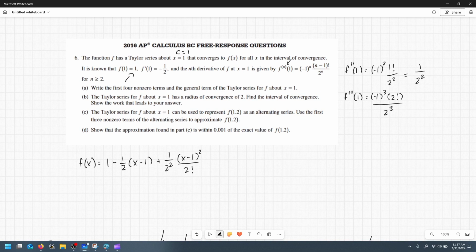Our third derivative, we didn't simplify that, so let's go back for a second. Negative 1 cubed is going to be negative. On the top, 2 factorial is just 2. And on the bottom, you have 2 cubed. So there's our third derivative, minus 2 over 2 cubed. And then, as always, in every Taylor polynomial, we're going to get x minus 1 to the third over 3 factorial. And you can go for as long as you want.